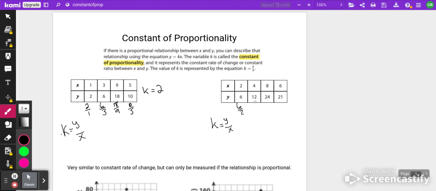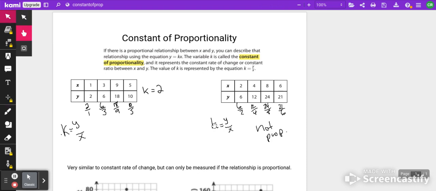All right, what about 12 over 4? 12 divided by 4 is 3, so those match up. 24 divided by 8 is 3, and 21 divided by 6. I know that 21 divided by 6 is not 3, because 18 divided by 6 gives us 3, and 21 is not 18. So I know that this is going to be a not proportional relationship because I did not get the same number every time when I was looking for the constant of proportionality.